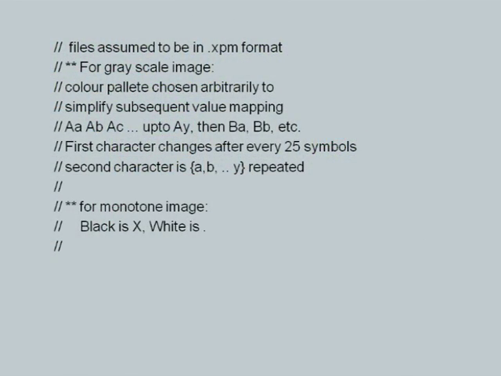For example, I have given here in comments that my color palette is defined as keeping capital A in the first position, AA, AB, AC, etc. up to AY, then BA, BB, BC, etc. First character changes after every 25 symbols. Second character, A, B, C, D, F, G, H up to Y, then again it is repeated and so on. You will soon see the reason for doing this simplistic codification, because given any two characters, when we read those two characters for a particular pixel in the image, you can calculate the corresponding numerical value without ever referring to the color code.